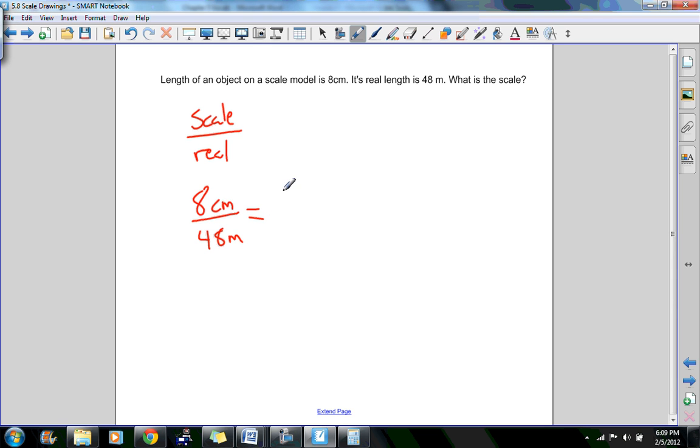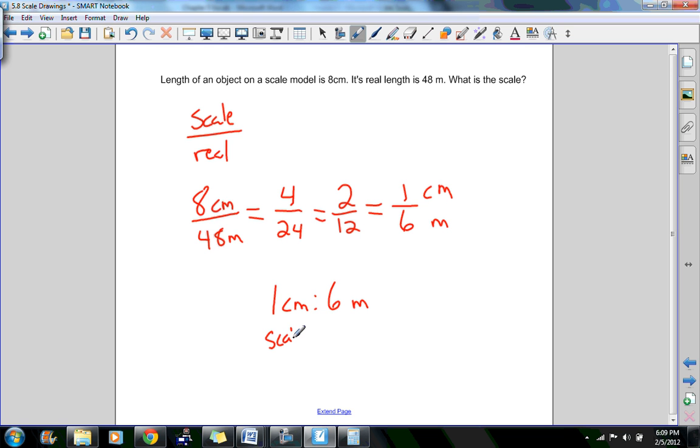So we could divide by 2 to get 4 over 24. Could divide by 2 again to get 2 over 12. Can divide by 2 again to get 1 over 6. And let's put the label back on there, 1 centimeter over 6 meters. And that is our scale. Now we just have to draw it like our other ones. 1 centimeter is equal to 6 meters of the original. This is the scale. And this is the original.